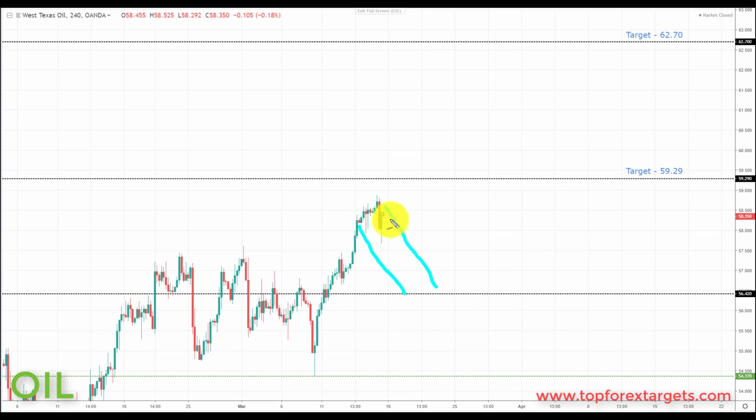If we can get a pullback, and preferably if we can retest broken resistance turning support, this is going to be an area we're going to once again look for bullish formations and patterns. And if we get the right kind of bullish setups in this area, we're going to be looking at initiating longs up towards the target highlighted in previous videos, the 59.29. And if we can get a break through here, we're going to be looking up towards the next key area of resistance to the upside in target 2 at the 62.70.